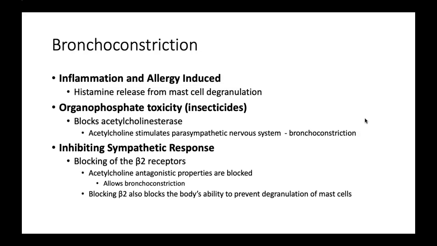We've got inflammation and allergy induced, so histamine release from mast cell degranulation. We could have it as a result of organophosphate toxicity. So insecticides block the acetylcholinesterase, which means that acetylcholine has a prolonged effect on those little tiny smooth muscles and causes constant constriction. And then inhibiting sympathetic response, blocking of the beta-2 receptors, means the acetylcholine antagonist properties are blocked. So that allows for bronchoconstriction.